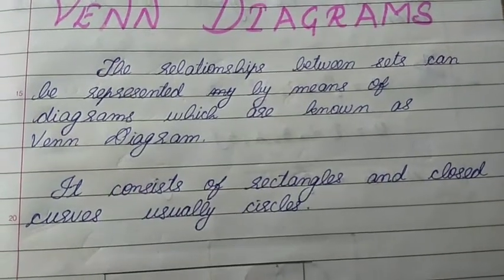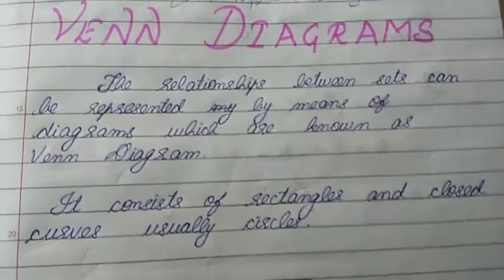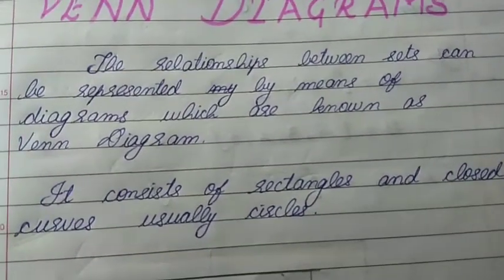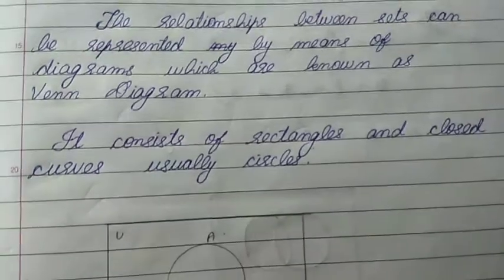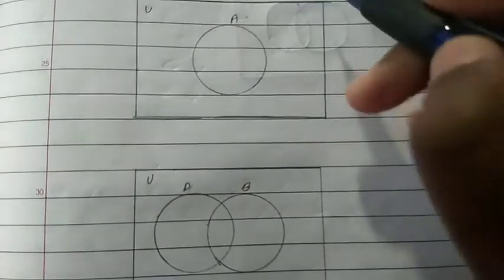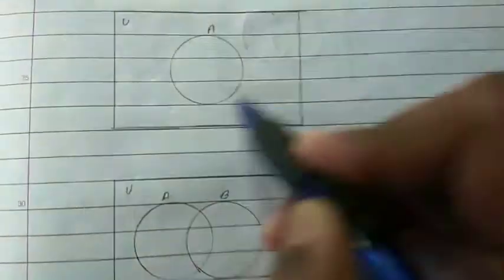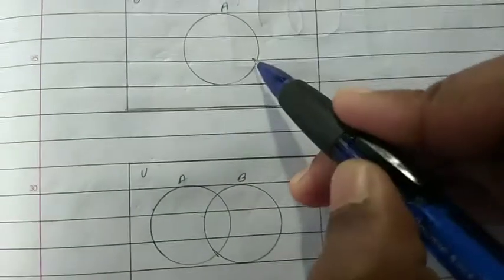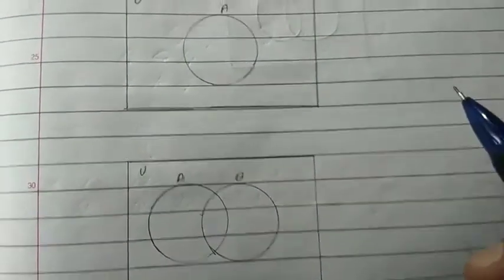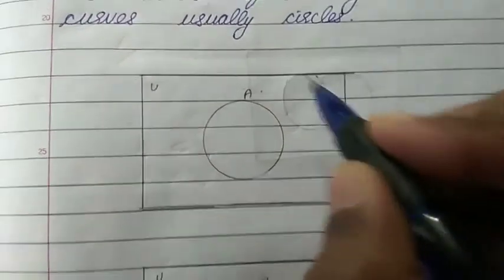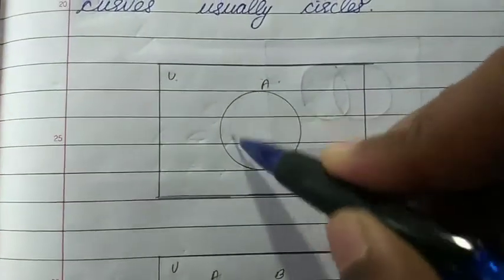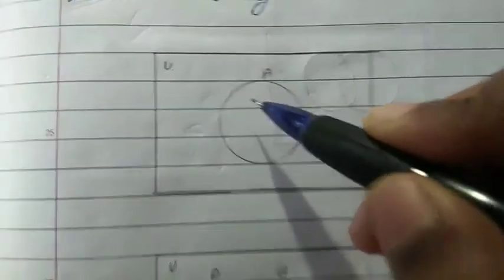Topic is Venn diagrams. A Venn diagram is one of the important diagrams. It gives the relation between sets. For example, this is a Venn diagram. It consists of a rectangle and a circle. If one set is given, we will take one circle, or it depends on the number of sets given. But always the rectangle denotes the universal set and the circle denotes the given set.